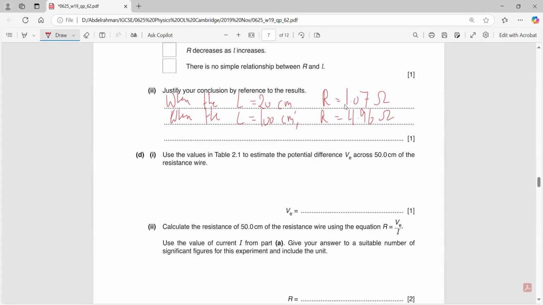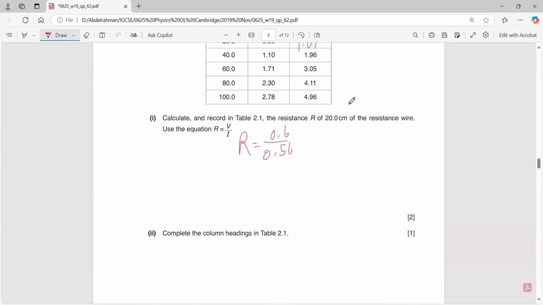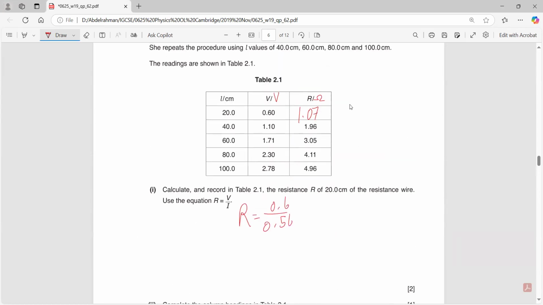Use the values to estimate. Can I find or estimate the potential difference across 50 centimeters of the resistance wire? Do I have 50 centimeters? No, I don't have 50 centimeters, but it's right between 40 and 60. So what should I do? I can find the average of these two numbers.